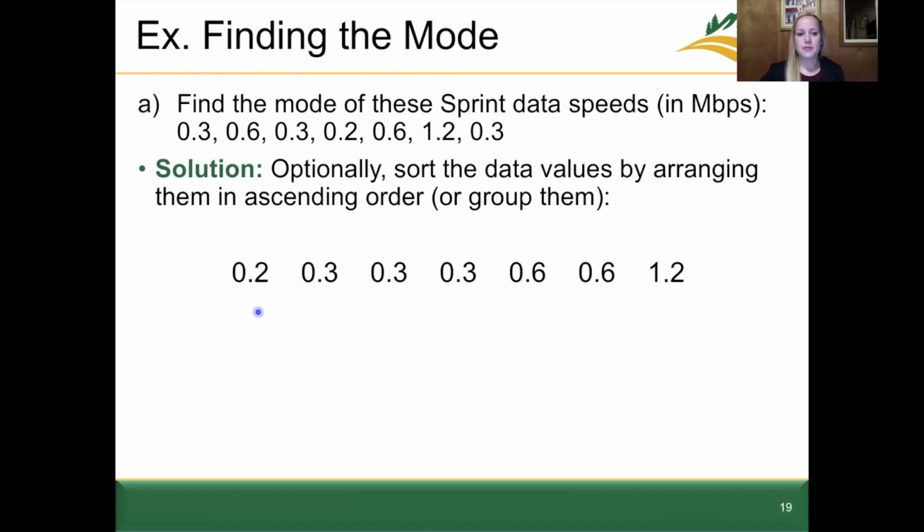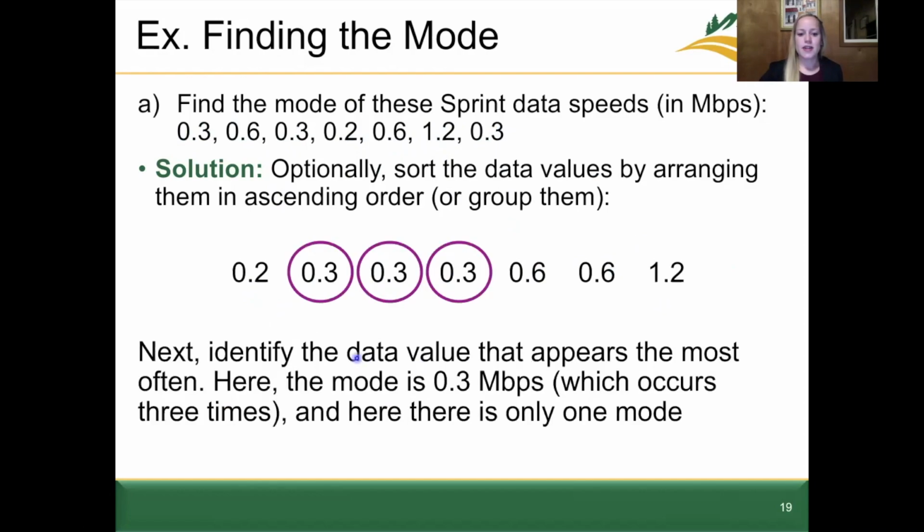Here we get 0.2, 0.3, 0.3, 0.3, because there are three values of 0.3. Then we have 0.6 and 0.6 because 0.6 shows up twice in our data set. And then we have 1.2. So first we took all of our data values and listed them in order. Now we find the mode. Here we identify the data value that appears the most often, which is 0.3.